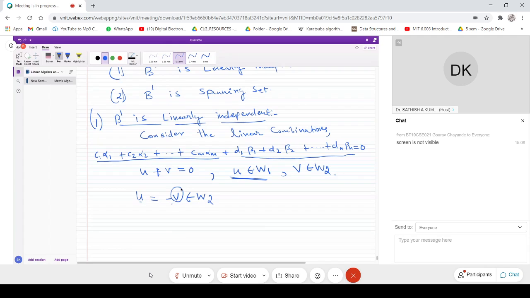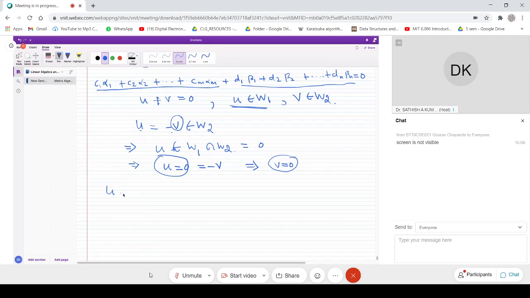u is equal to minus v, and since v is in W2, minus is nothing but a scalar here, and a scalar times something in W2 is again in W2. So therefore u belongs to W1 intersection W2. Otherwise you can also write v equal to minus u, so both will be in W1 intersection W2. You can prove it again, that is not an issue. But what we are given is that W1 intersection W2 is 0. Which implies that u equal to 0. So u equal to 0 means u is equal to minus v, so v is also 0. So u and v are 0 now.